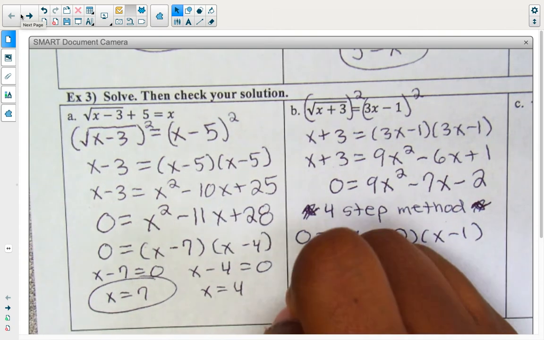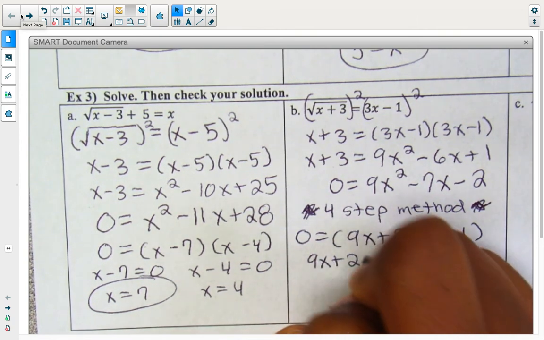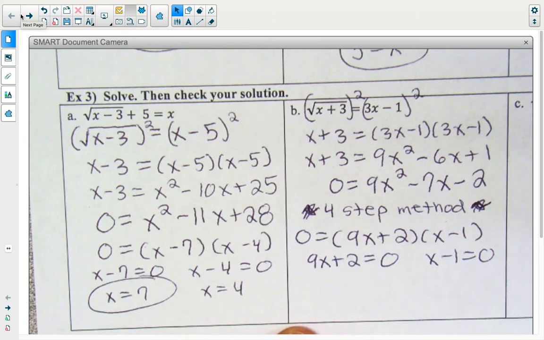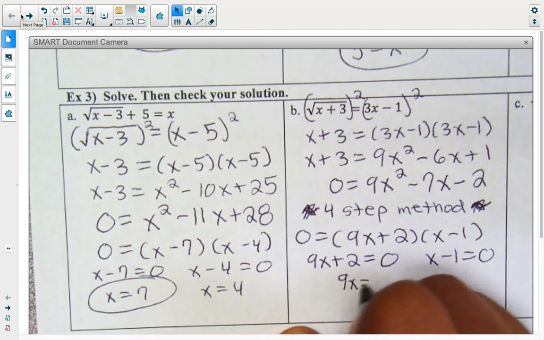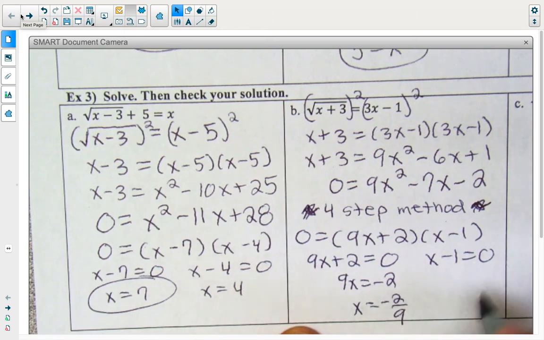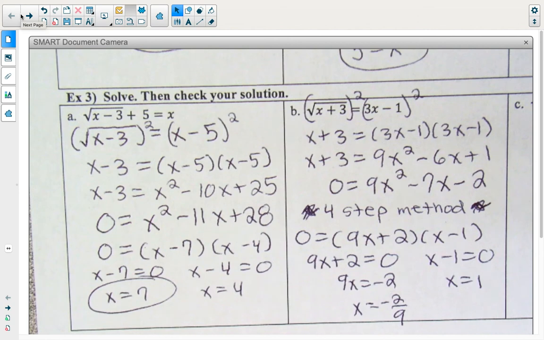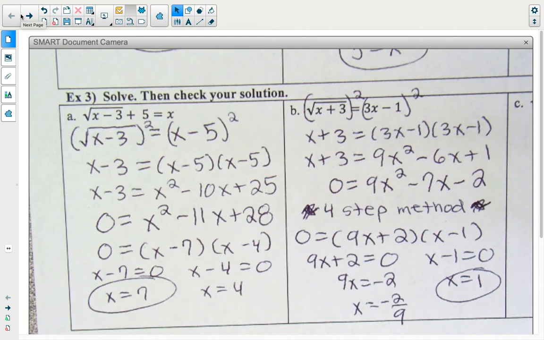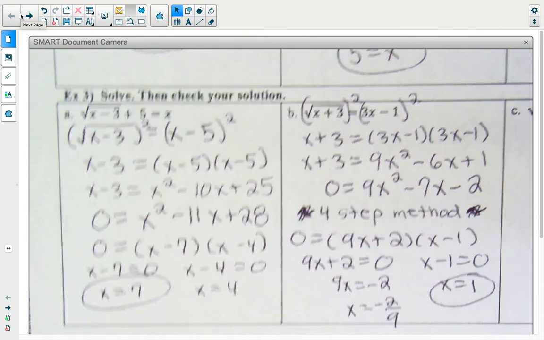Set each factor equal to 0. 9x plus 2 equals 0. X minus 1 equals 0. Solve each equation. So I get x equals negative 2/9 here, and x equals 1 here. Check your work. The only one that works is this number right here. And before I end this video, I will show you what I mean as far as checking your work.